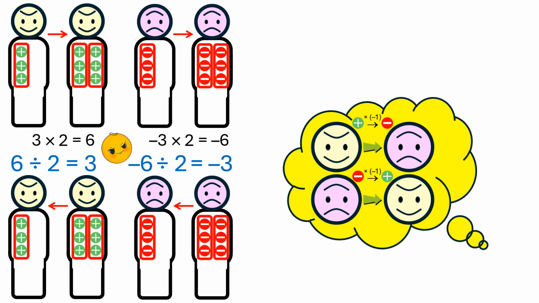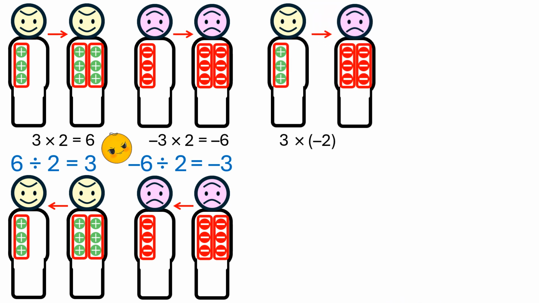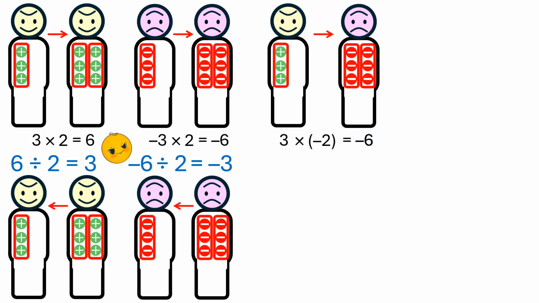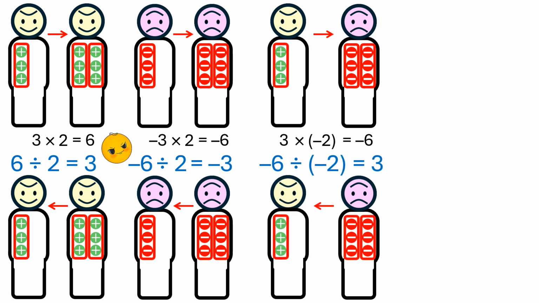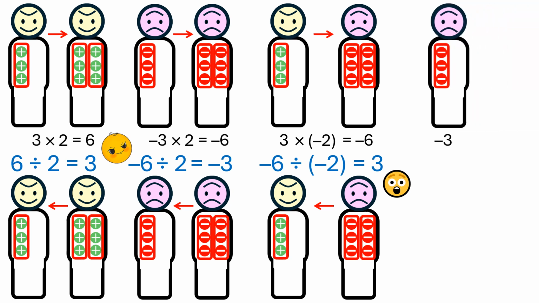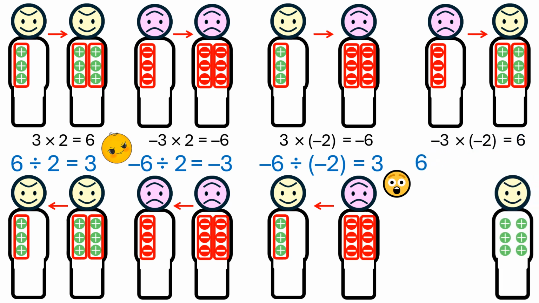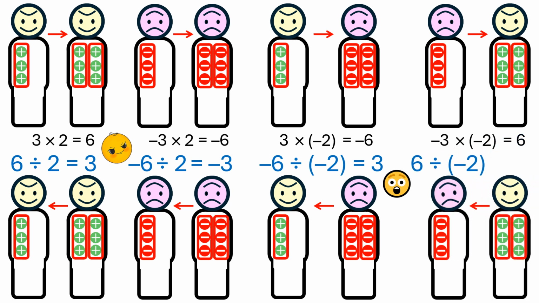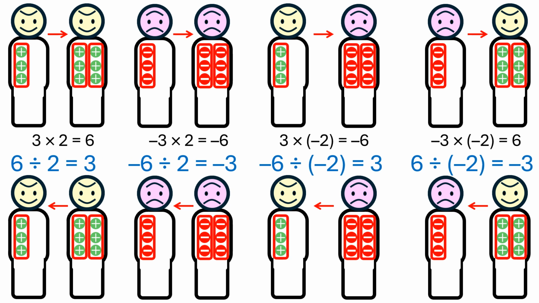You just learned to multiply by negative numbers. Let's start to divide by negative numbers. Earlier, you saw that 3 times negative 2 equals negative 6. So negative 6 divided by negative 2 equals 3. Surprise? Or maybe not surprised? Finally, you also saw that negative 3 times negative 2 equals 6. So 6 divided by negative 2 equals negative 3. Makes sense? Let's summarize multiplication and division.